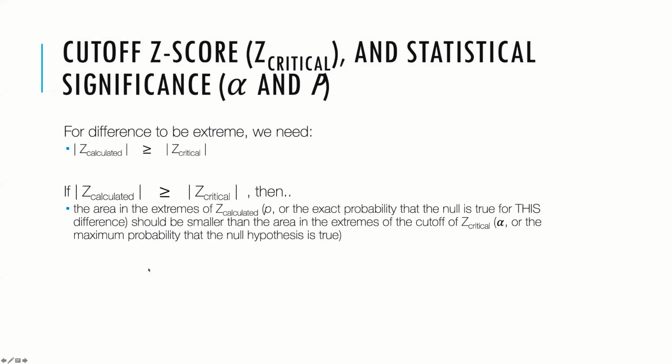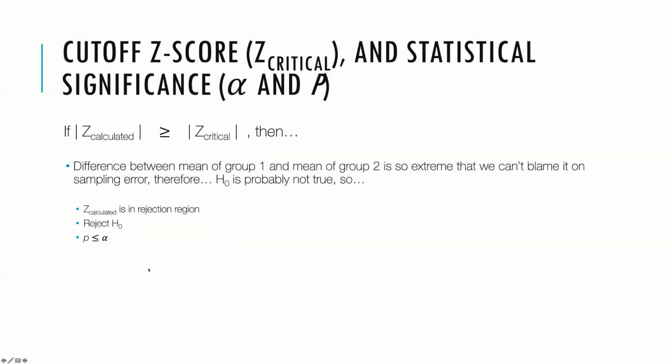We need z-calc to be greater than or equal to z critical. If z-calc is greater than or equal to z critical, then the area of extremes, P, is going to be less than the area of z critical. If this happens, then the difference between the mean of group 1 and the mean of group 2 is so extreme that we can't blame it on sampling error or chance. Therefore, H naught, or the null, is probably not true, so the z calculated will be in our rejection region, therefore we reject the null hypothesis, therefore P is going to be less than or equal to alpha.